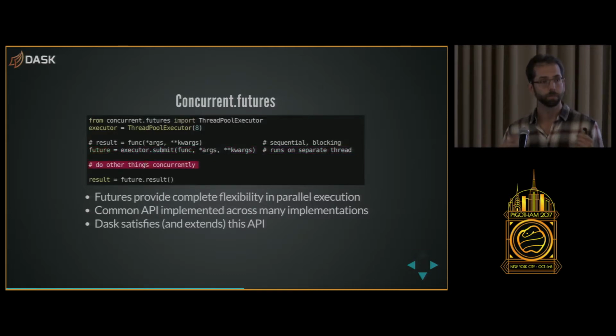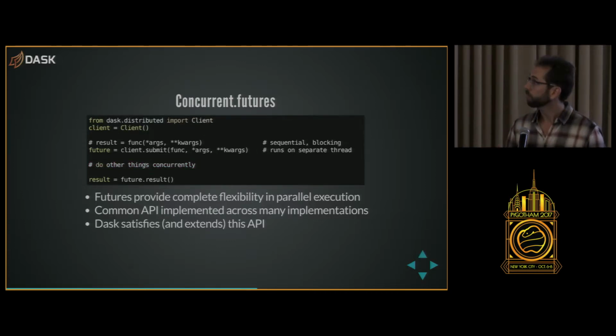But between you blocking on that future and you calling that function, you can do other things, right? So this is parallelism. We can do two things at the same time. You can also launch many futures, and they'll all run at the same time based on how many threads you have. Dask supports this interface. So if you like concurrent futures, you can use Dask as a drop-in replacement, but it'll now run on a cluster if you so desire.